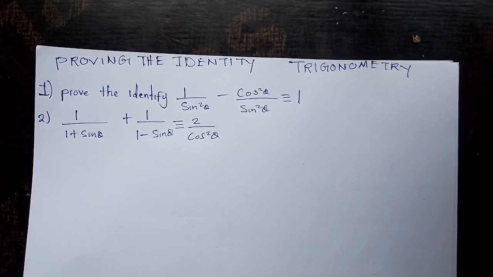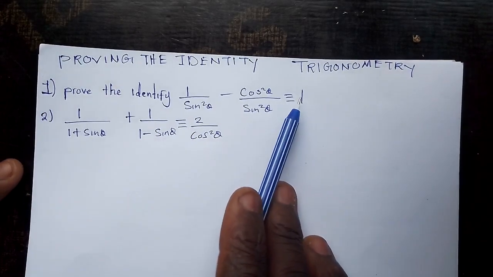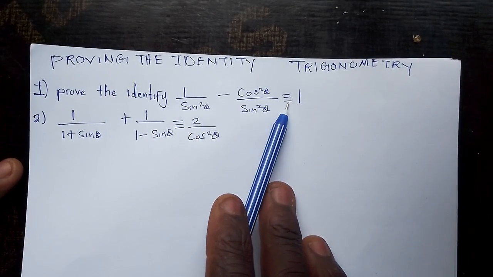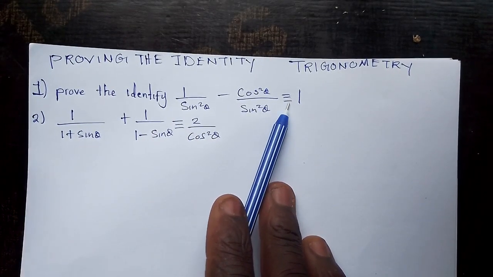So the first question is saying, prove the identity 1 over sine 2 theta minus cos 2 theta over sine 2 theta is equivalent to 1. So this one is not the equal sign, but the equivalent.